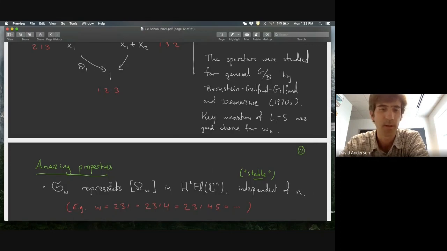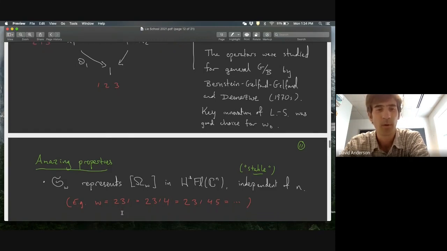It's stable in the sense that if I do an embedding of this flag variety in a bigger one, I can think about that Schubert class in the bigger flag variety, and it'll be the same polynomial that represents it. And what do I mean in terms of w? Well, I could think of it as, in n equals 3, 2, 3, 1, or in n equals 4, you see I'm leaving 4 in the same position, or in n equals 5, 4 and 5 are left in the same position, and so forth. So it sort of doesn't depend on n. Okay, that's sort of a defining property.